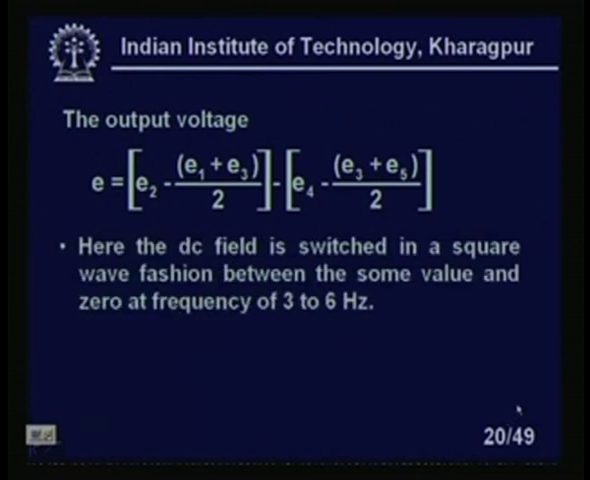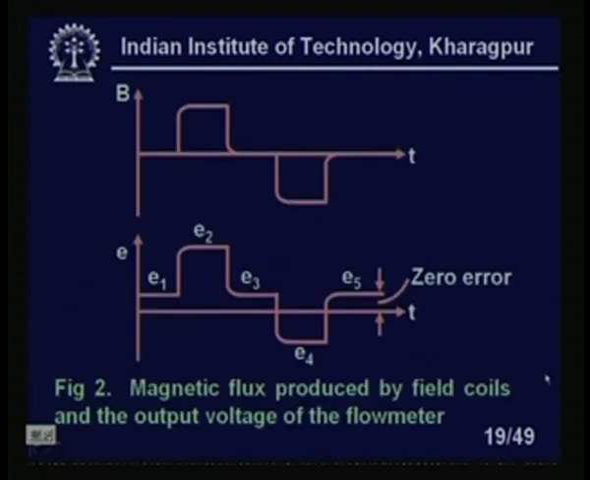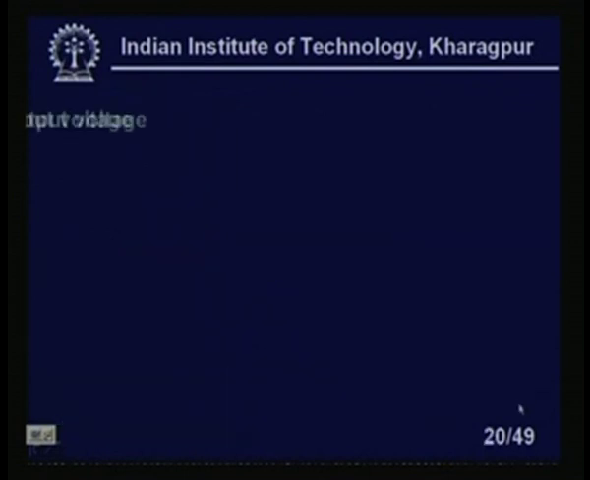Here the DC field is switched in a square wave fashion between some value and 0 at a frequency of 3 to 6 Hz. When the field is 0, any non-zero output from the flow meter is considered to be an error. It is called the zero error. You see here, when the field is 0, we have a non-zero output voltage. So, these are the zero errors. Clear?